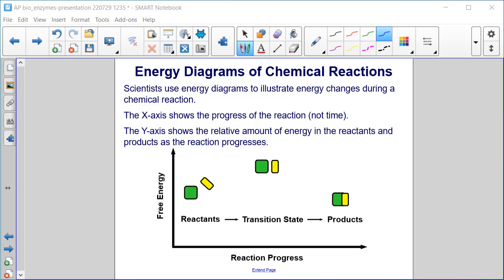Scientists use energy diagrams to illustrate energy changes during a chemical reaction. The x-axis shows the progress of the reaction, not time. The y-axis shows the relative amount of energy in the reactants and products as the reaction progresses.